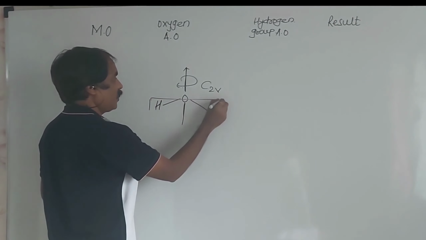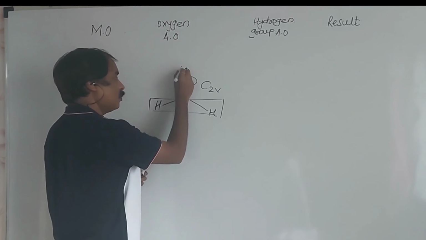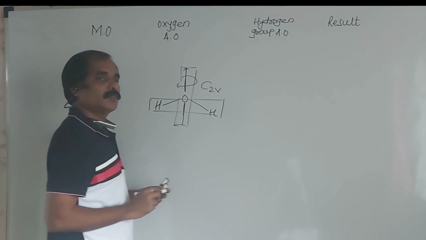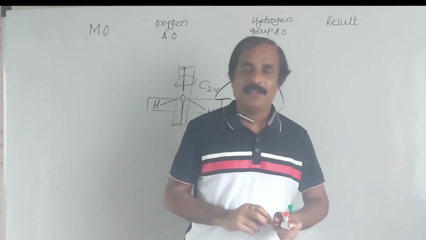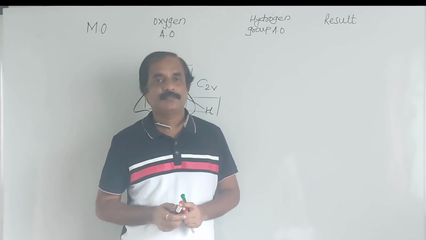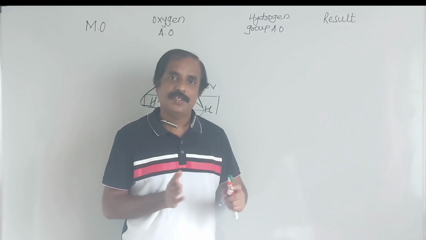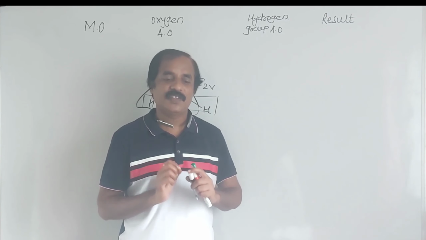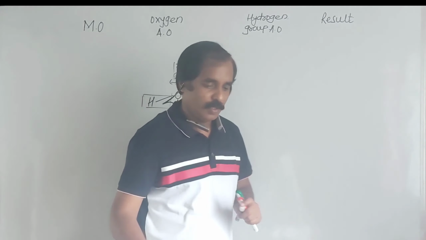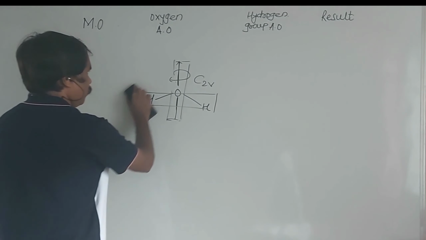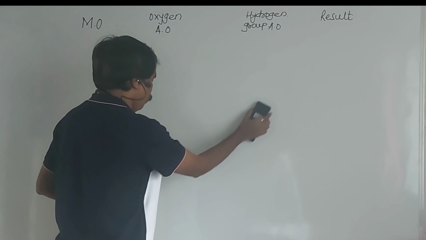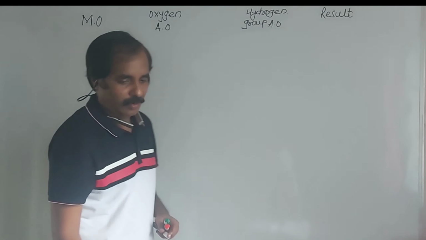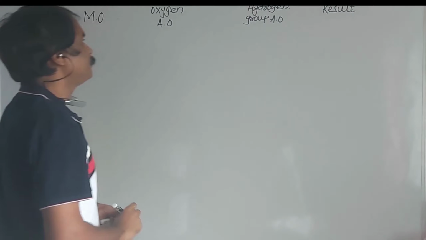Here these two planes are exactly perpendicular. There is a detailed study about this in group theory. In this lecture we have to see how there is a formation of bonding, anti-bonding and non-bonding molecular orbitals in the case of the water molecule. How many molecular orbitals are there, and how many different possibilities and combinations are there, we have to see.